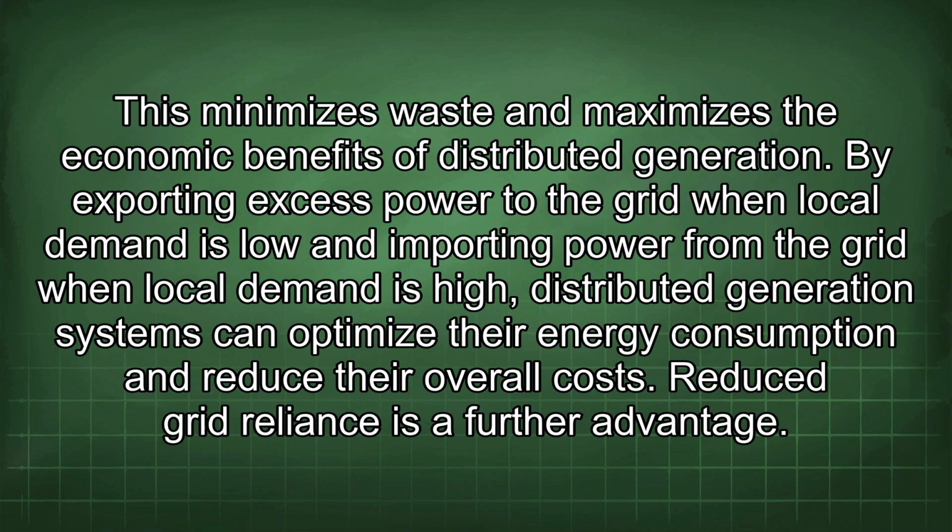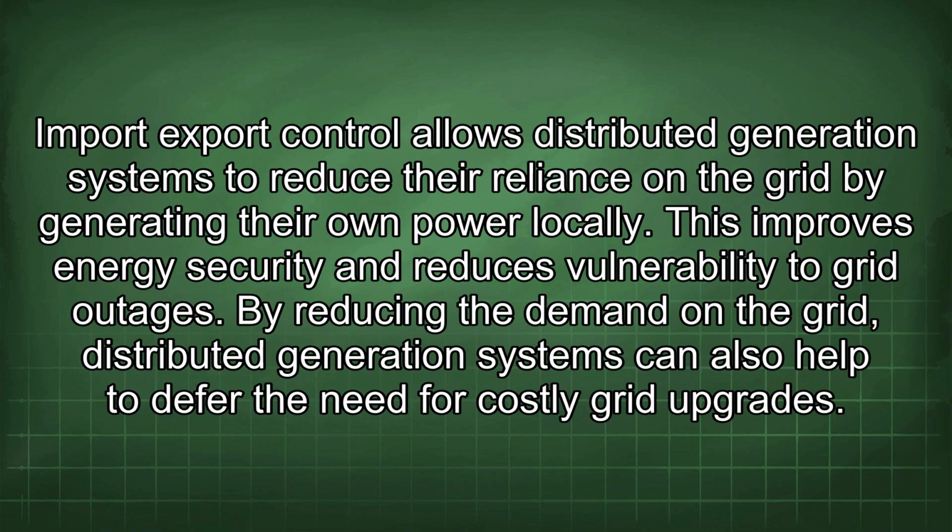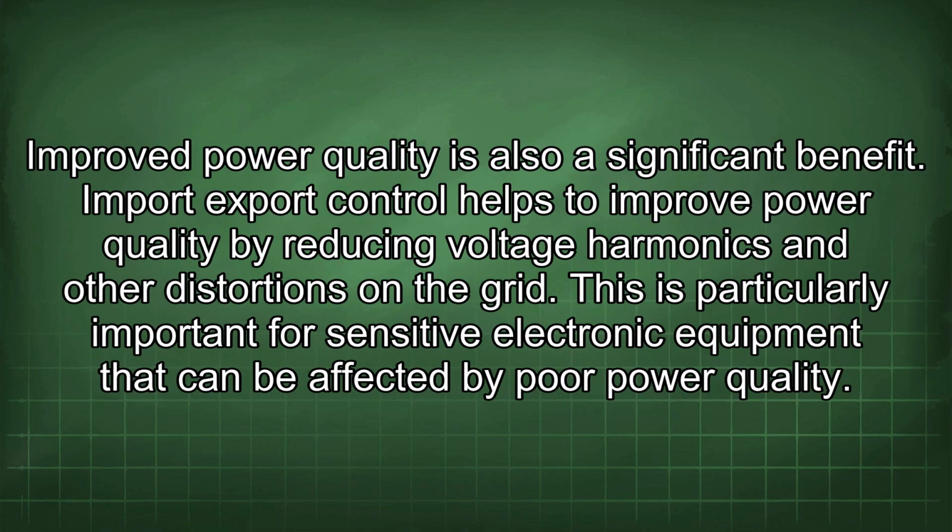Reduced grid reliance is a further advantage. Import-export control allows distributed generation systems to reduce their reliance on the grid by generating their own power locally. This improves energy security and reduces vulnerability to grid outages. By reducing the demand on the grid, distributed generation systems can also help to defer the need for costly grid upgrades.